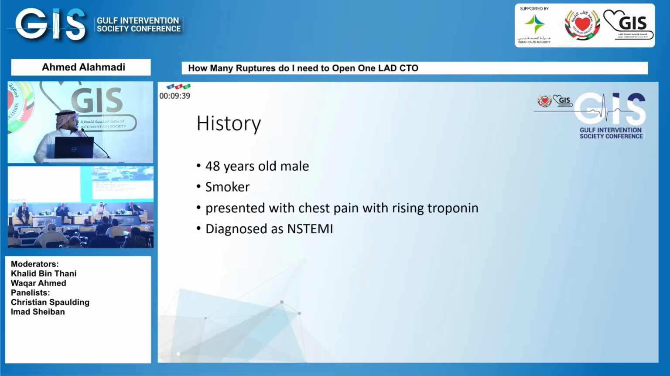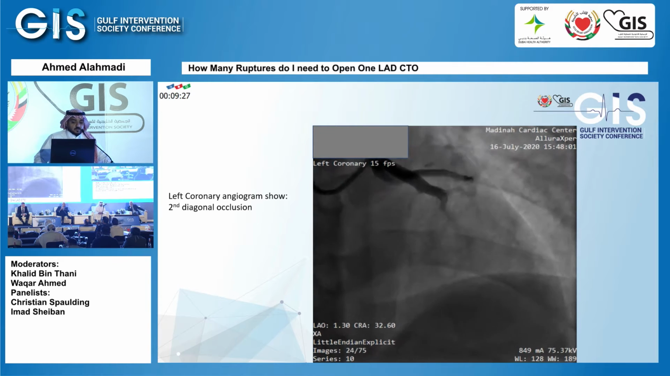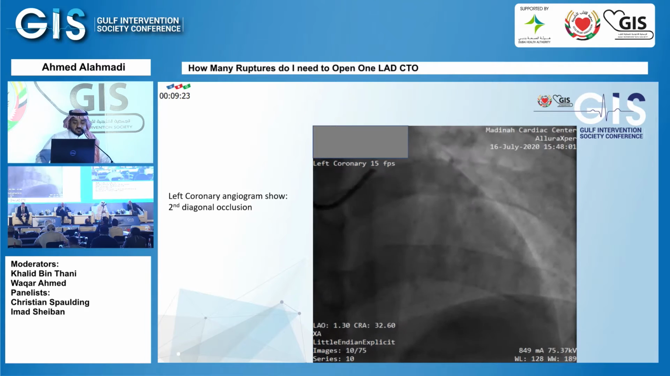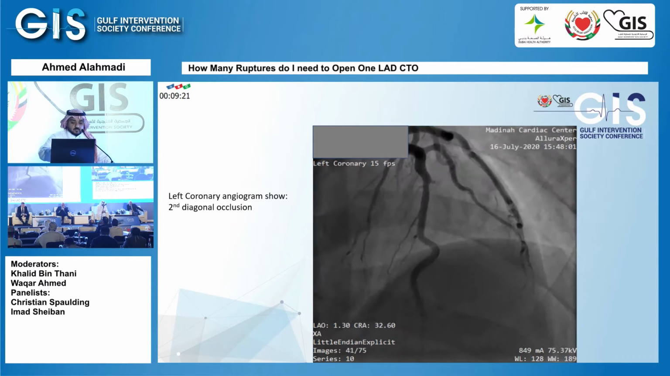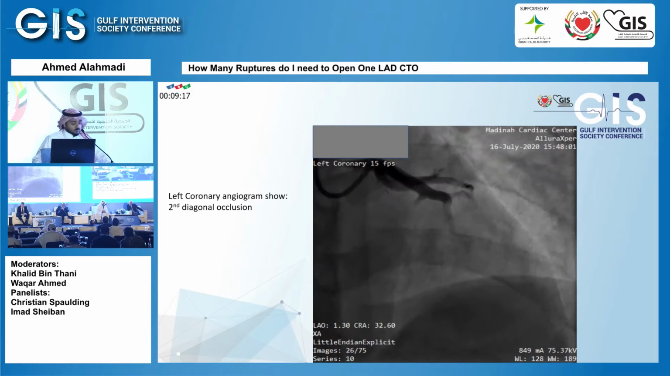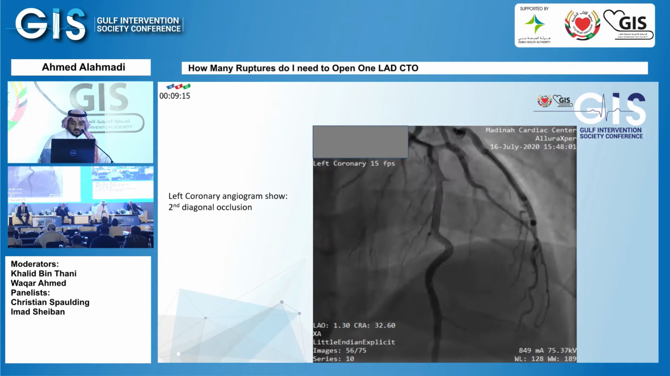So I have this patient, a 48-year-old male smoker, who presented with chest pain and rising troponin, and the diagnosis was non-STEMI. The angiogram showed this second diagonal, which is covering a good bare area. So the decision at that time was to go ahead with PCI.